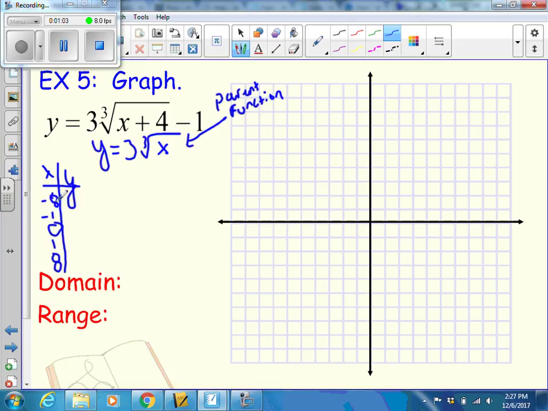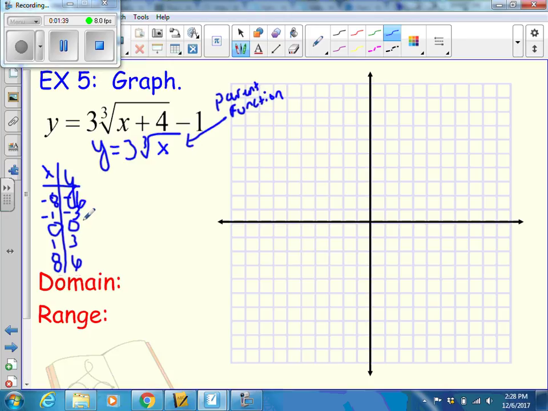So now from here, we plug these into our parent function. So we plug 0 into here, we should get 0. And we plug 1 into here, we take the cube root of 1, which gives us 1. So do 3 times 1 to give us a positive 3. Now we plug negative 1 into here, the cube root of negative 1 is just negative 1. So we multiply and we should get negative 3. Now we plug 8 into the cube root, that should give us 2 times 3 to give us 6. And then we plug negative 8 into here, we should get negative 2 times 3 to give us negative 6.